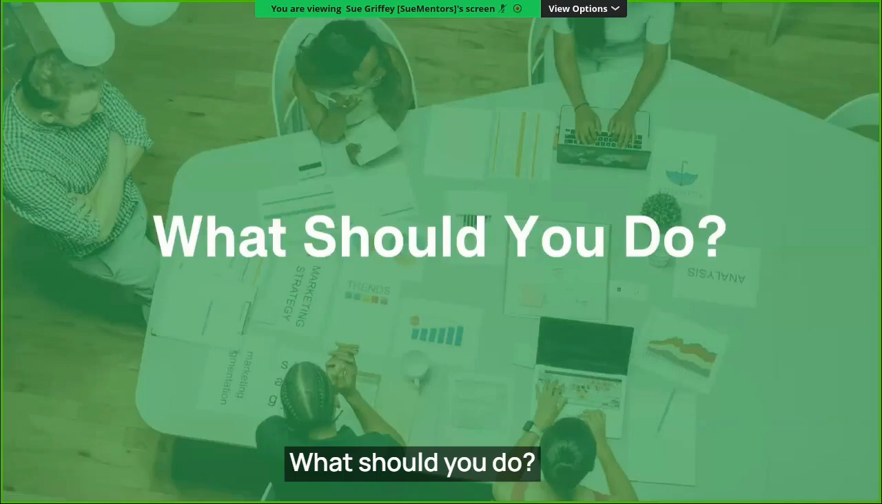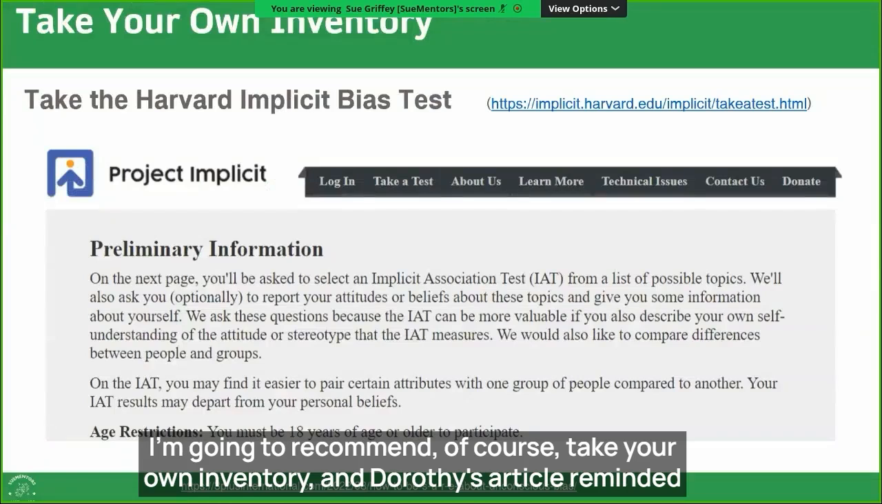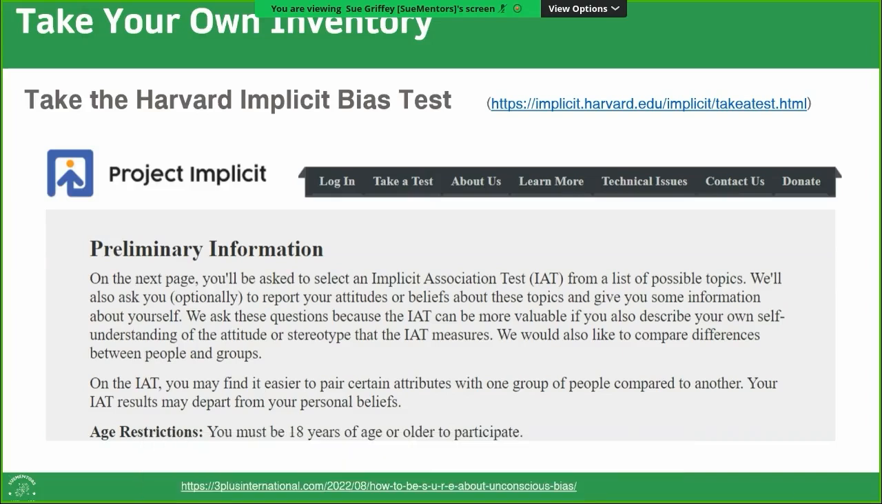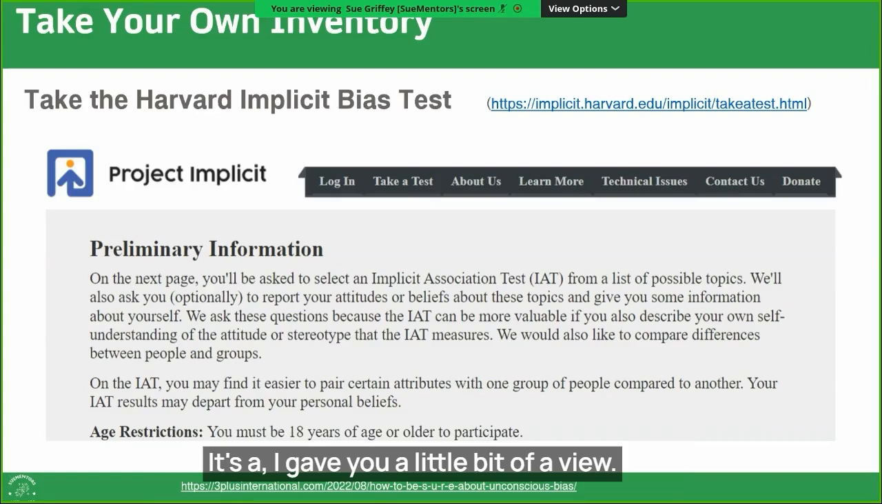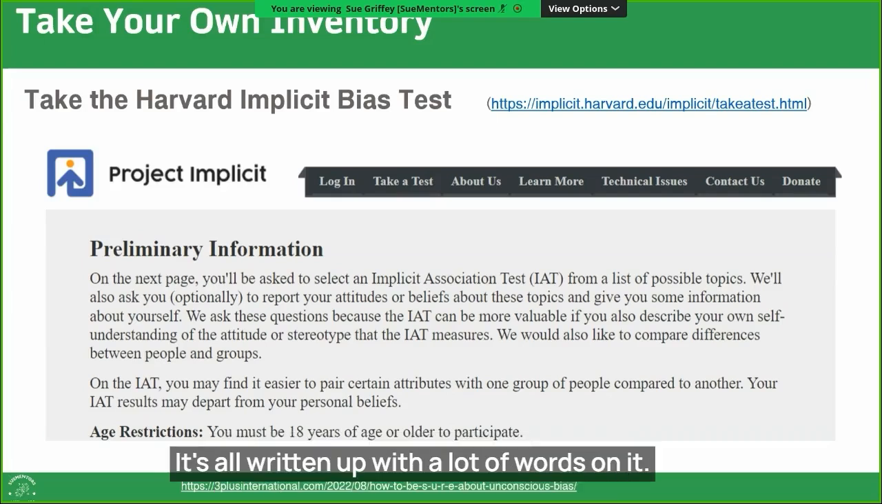So what should you do? I'm going to recommend, of course, take your own inventory. And Dorothy's article reminded me about the Harvard Implicit Bias Test, which I took last year and did a few years ago. I gave you a little bit of a view, the first page. It looks very much like a scientific research project. It's all written with a lot of words on it.